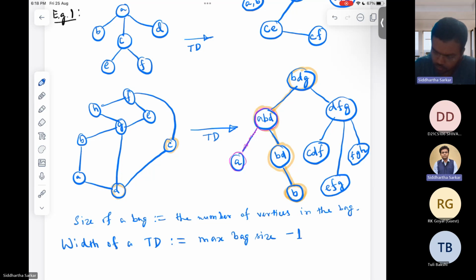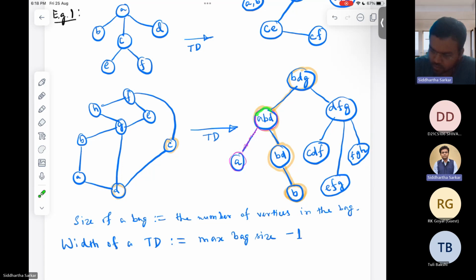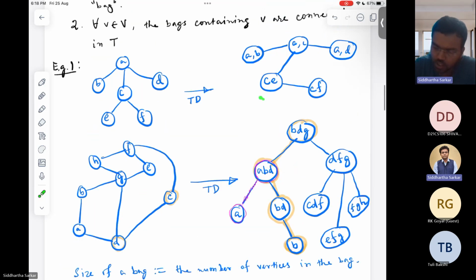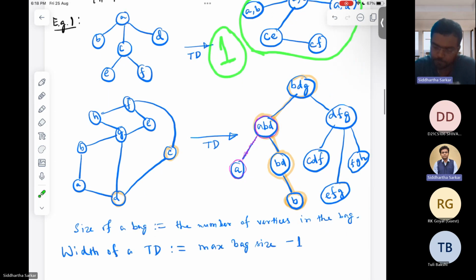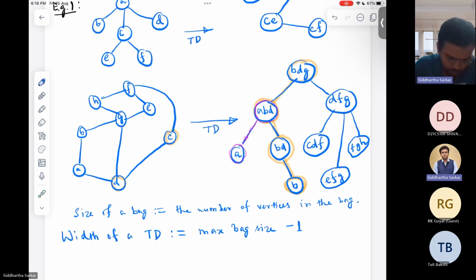So what is the width of this tree decomposition? 2. Correct. So the maximum bag size is 3, so 3 minus 1 is 2. In the previous one, the maximum bag size was 2, therefore 2 minus 1, the tree width was 1. Okay, so now we are going to define the quantity which is of interest.